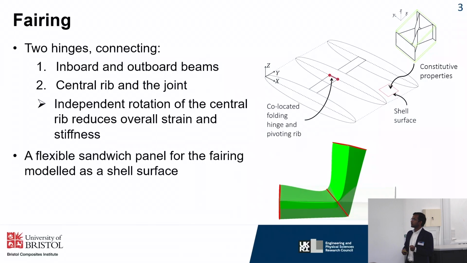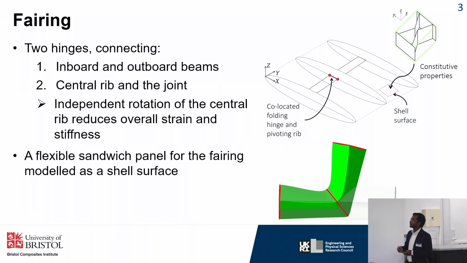So I'll introduce a couple of concepts which help us to design a fairing around this joint. Mainly, the first one is that the inboard section of the wing is joined to the outboard section with a hinge joint, and on top of that we have a pivoted rib which is hinged to the joint itself. So the pivoted rib allows us to redistribute some of the deformation we get on the skin panel to the adjacent rib bay, which helps us to reduce the strain on the skin panel and also the torsional stiffness of the joint.